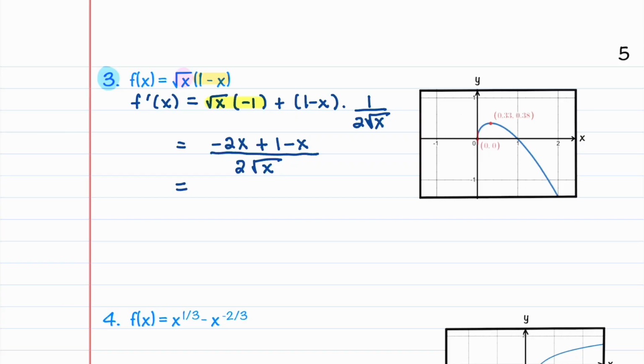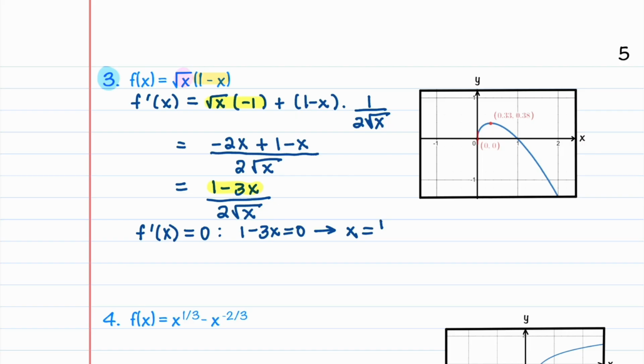This gives us 1 minus 3x in the numerator, and then in the denominator, we have 2 root x. We are first going to check where the derivative is equal to 0. So we're going to take the numerator and set it equal to 0. So we have 1 minus 3x is equal to 0, and this gives us x is equal to 1/3. So that is a critical value.